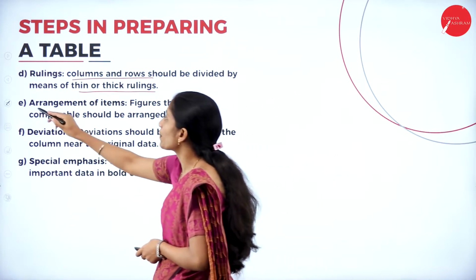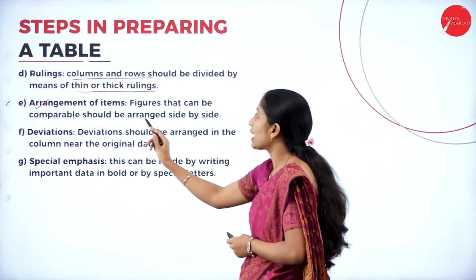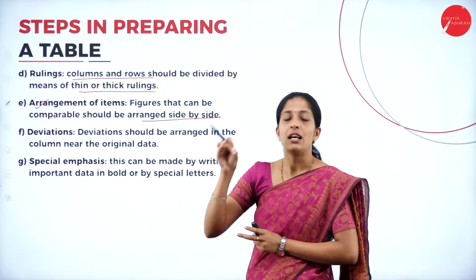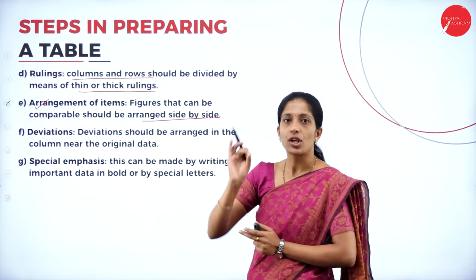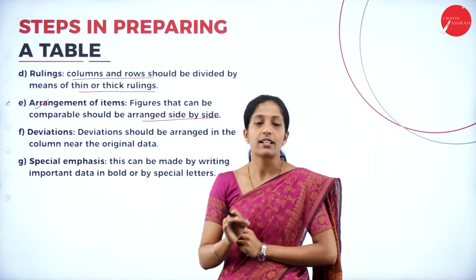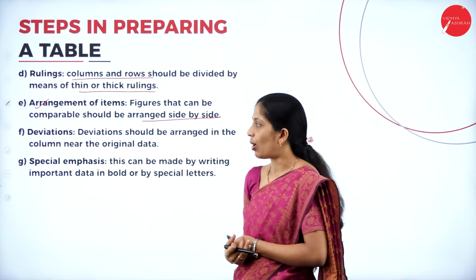Next one is arrangement of items. So figures that are comparable should be arranged side by side. So here, in the body of the table, whatever contents are there have to be arranged properly, arranged neatly. Suppose one item is on the left and the other on the right, it doesn't look good. So everything has to be in the same order.